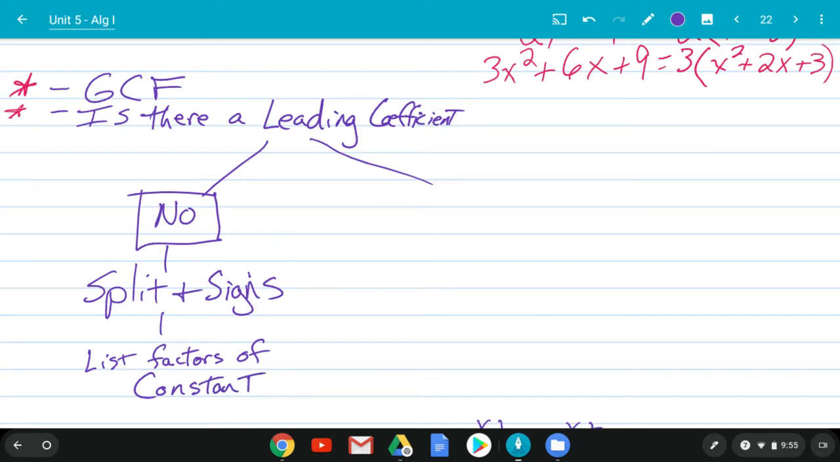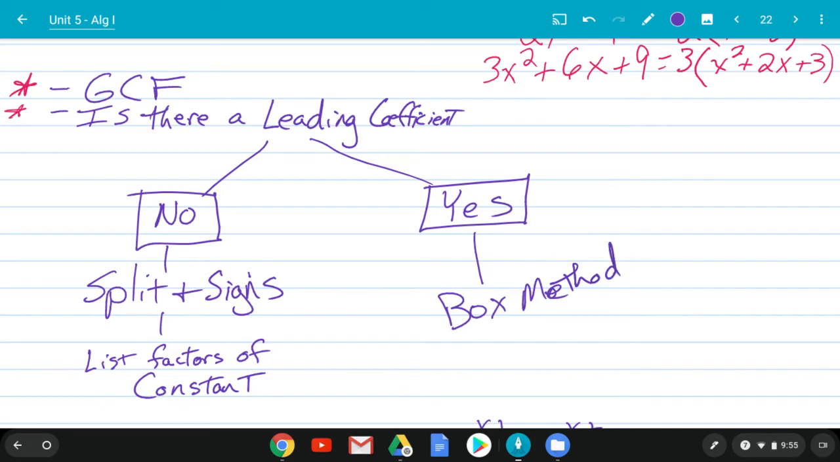Later this week, I'm going to teach you the second half of this. And that is, what if the answer to 'is there a leading coefficient' is yes? If your answer is yes, you will learn the box method. But I'm not going to teach you that until later this week. Cool?